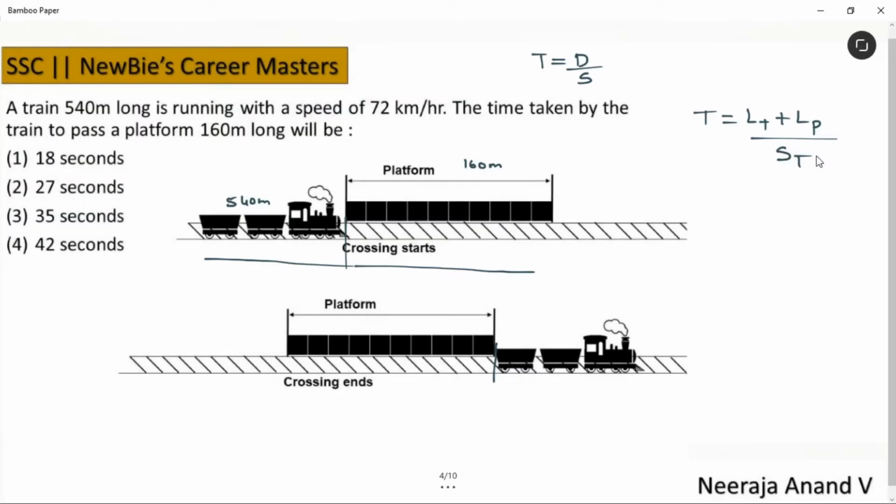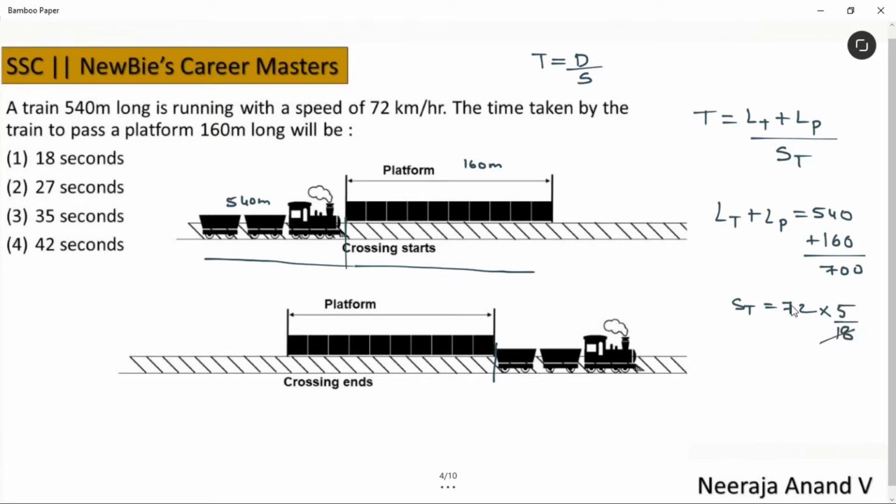Not only platform, we can use this formula when the train is crossing a tunnel, or crossing a bridge. Compared to the train, we can't neglect the length of the tunnel and the bridge, no? Correct? We can use the same formula for those questions also. Am I clear? Now, length of the train plus length of the platform. What is the value? 540 plus 160. Value is 700. Speed of the train is given as 72, but options are in seconds, so convert the speed to meter per second by multiplying this with 5 by 18.